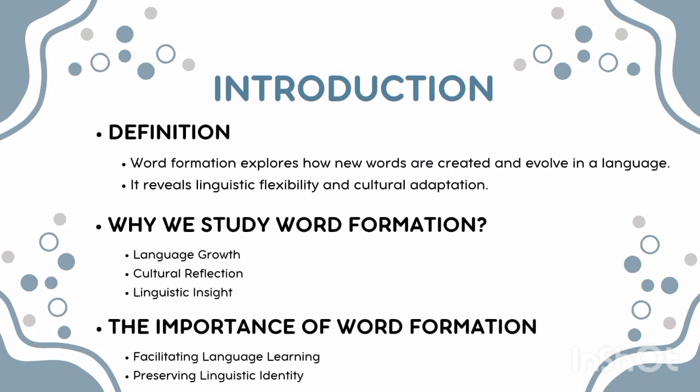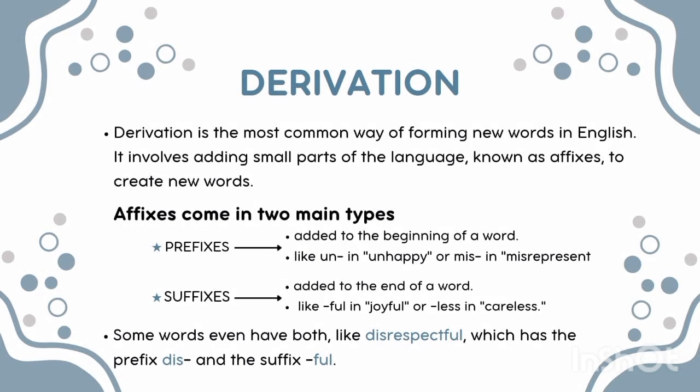Recognizing patterns. Learning rules, like "it" means "not," helps in understanding and using new words. It also makes communication better. Knowing how to form words improves speaking, writing, and comprehension skills, and it preserves the identity of the language. The first process we will talk about now is derivation.